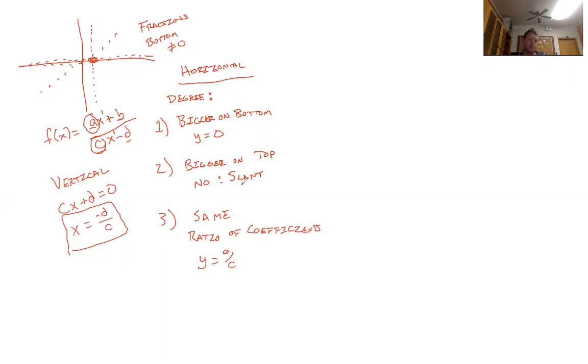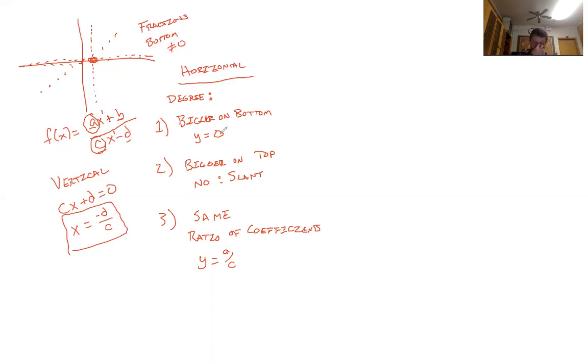If it's bigger on the bottom, 0. Bigger on top, it's a slant. If it's the same, then it's the ratio of the coefficients. Vertical, set the bottom equal to 0. That's it. And to find the slant, you would divide out those 2. You would just use long division to take this divided by this, and that'll get the slant.